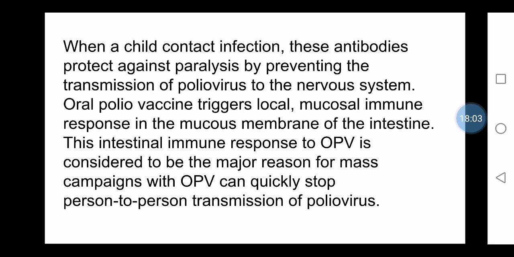So the OPV, oral polio vaccine, triggers the local mucosal immune response in the mucous membrane of the intestine. So it is very effective towards the intestine, and this intestinal immune response of OPV is considered to be the major reason why it is used in mass campaigns. That's why worldwide, in India and all over, we are providing OPV, because it is very strong in the intestinal immune system. So we always prefer OPV, and person to person transmission can also be quickly stopped by OPV vaccination.